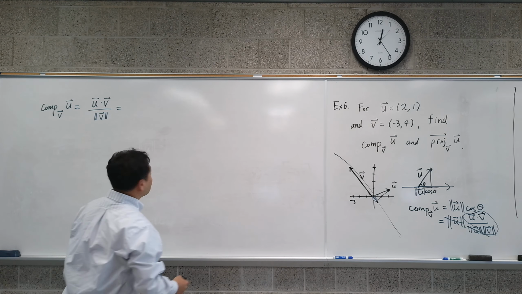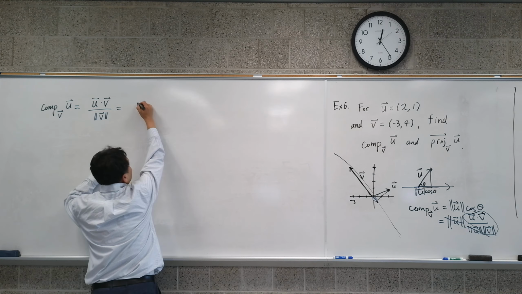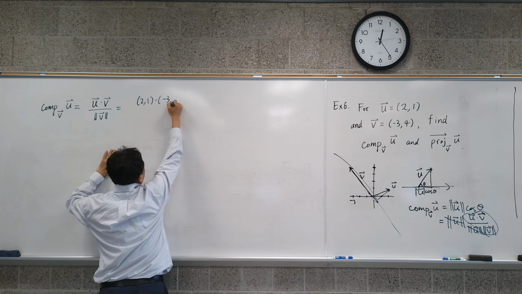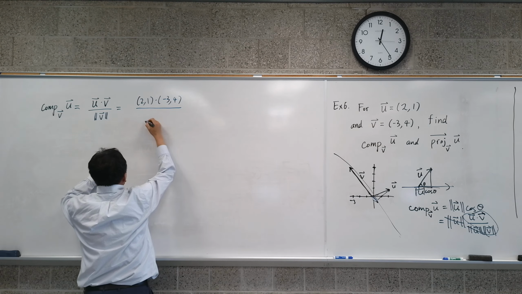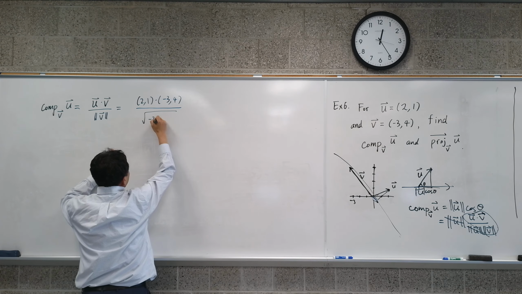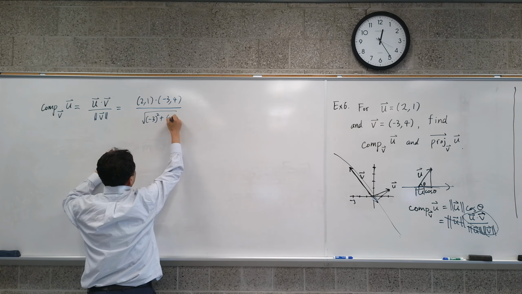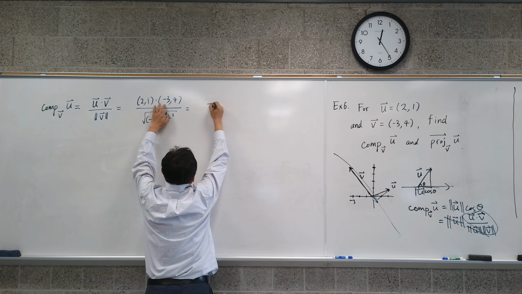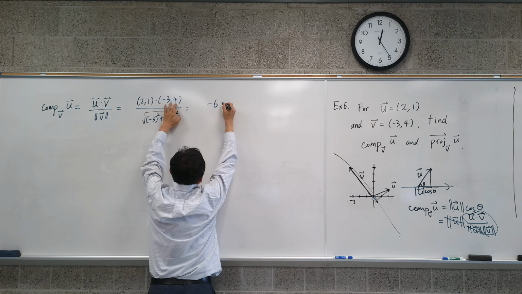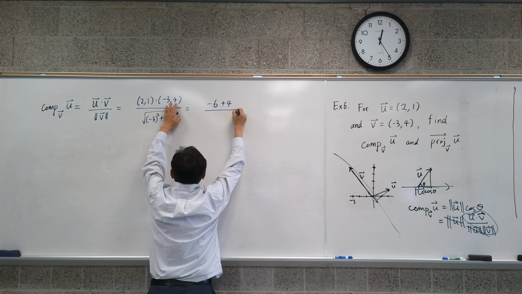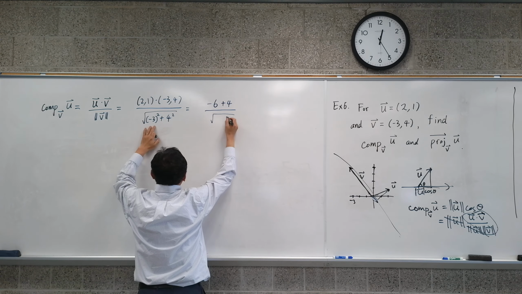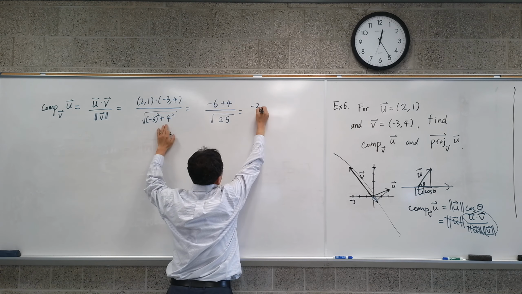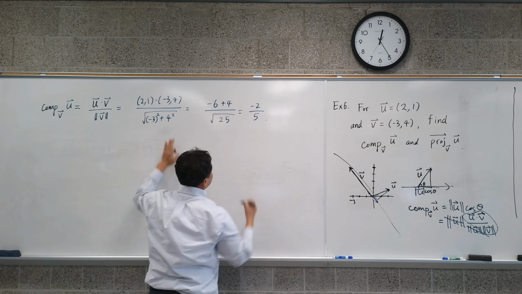And then you just go on and calculate. 2, 1 dotted with -3, 4 divided by square root of -3 squared plus 4 squared. So you get 2 times -3, which is -6. 1 times 4 is +4. And then this is square root of 9 plus 16, which is 25. So that's going to be -2/5.